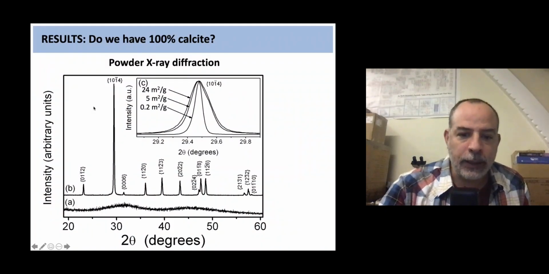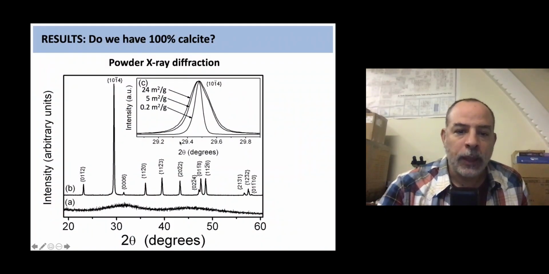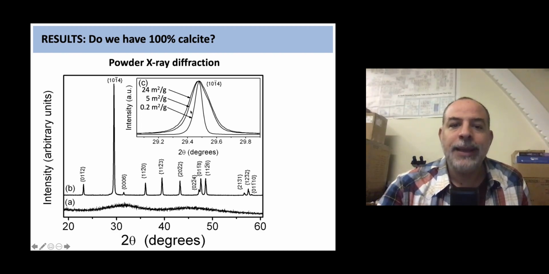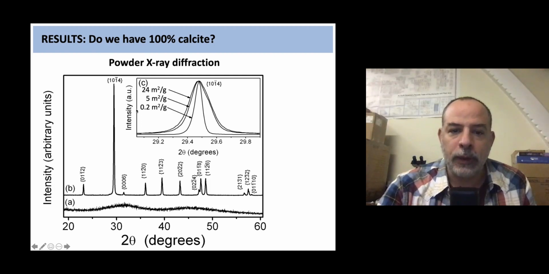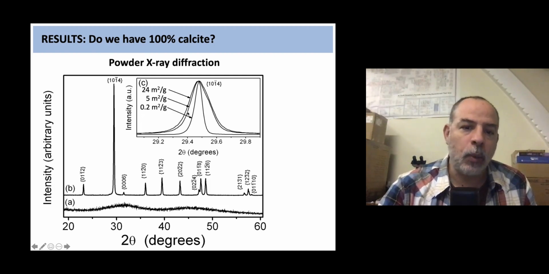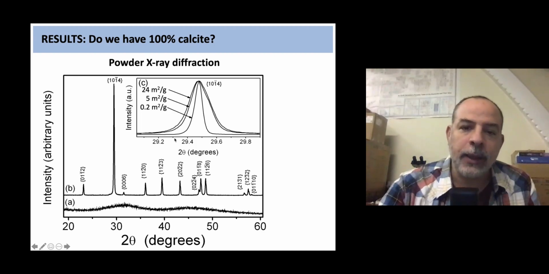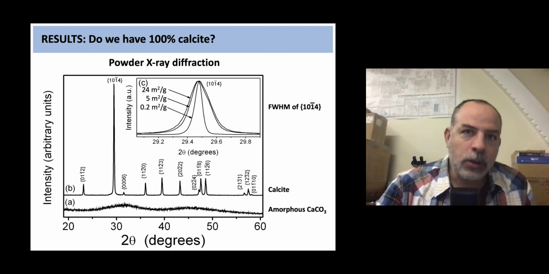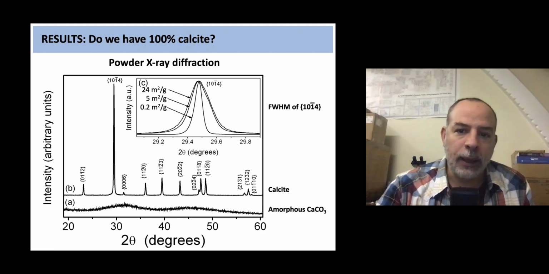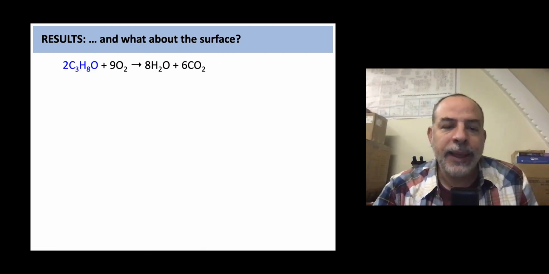This is showing us that there is only calcium carbonate. You can see here the pattern of amorphous calcium carbonate, then the pattern of crystalline calcite. This peak width changes as a function of surface area, that means of particle size, and this is something expected when you have nanoparticles, that the width of the peak increases, and it looks that in our system we only have 100% calcite.